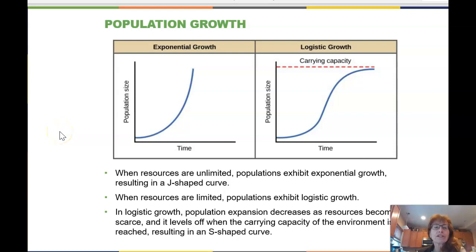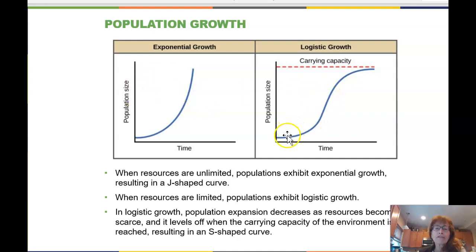If we take a population from the very earliest stage, where we have a very small population size, and we see that it grows like this exponential growth curve, or a J-shaped curve, that means there are unlimited resources, plenty of space, all the things that populations need to grow, so there's very little limitation on this population growing.